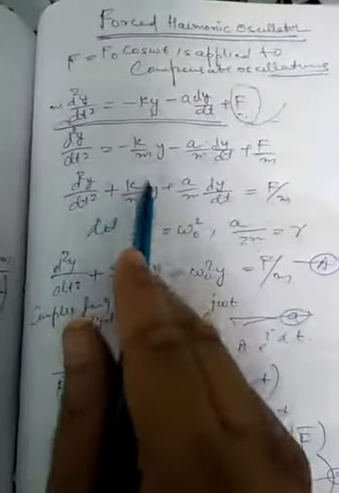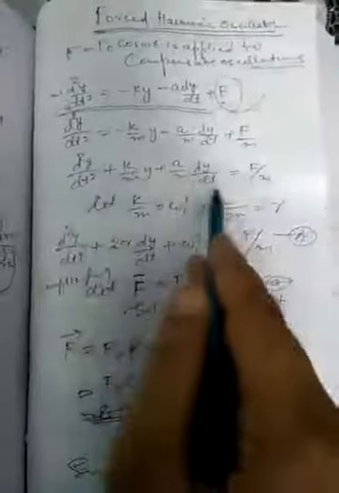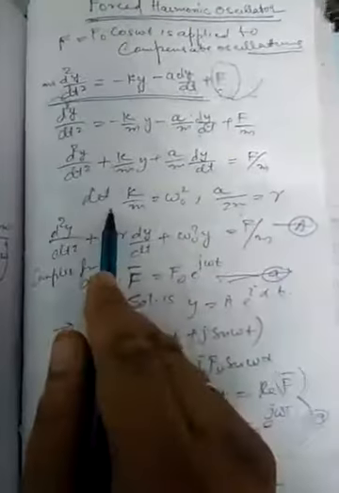Now divide both sides by m, so it will be minus k by m into y minus a by m into dy by dt plus f by m. That is one particular part of the equation. So bring this to the left side and this to the right side, so this will be a plus sign and this will be a negative sign. Now we assume this to be omega naught square, and a by 2m to be gamma. So we will get a standard form of the equation. Now we are going to solve this equation.